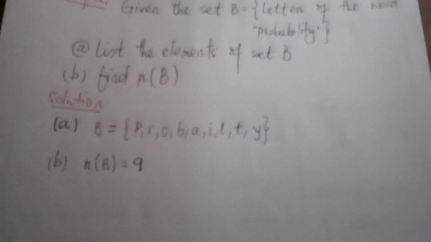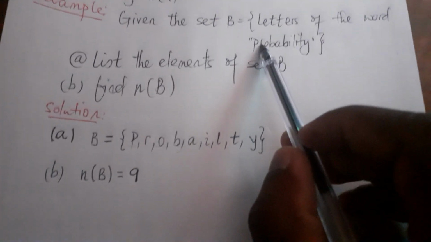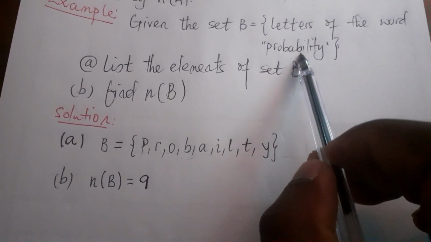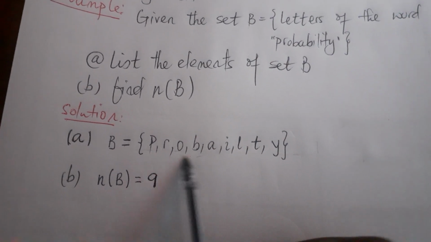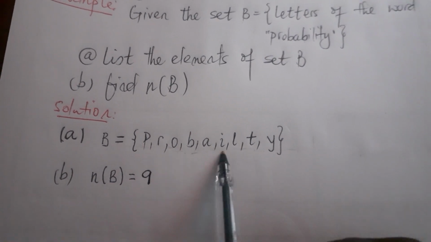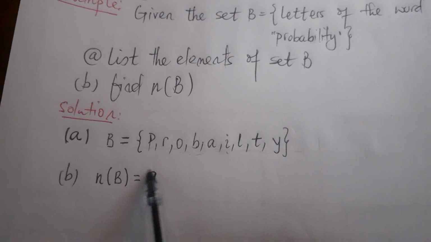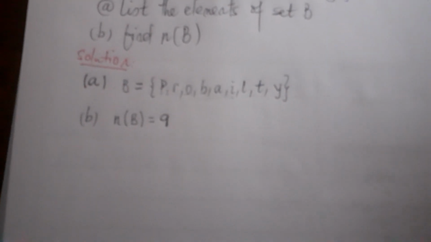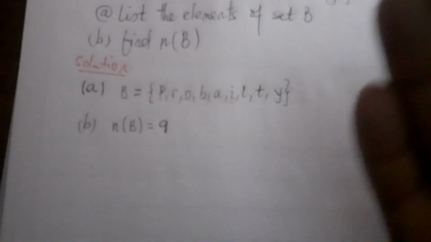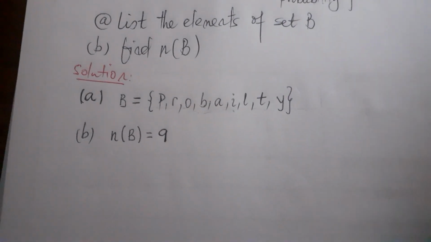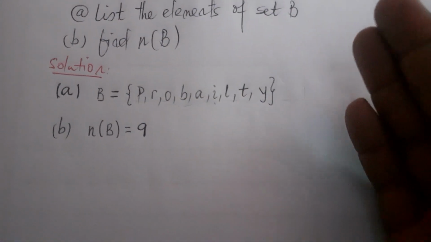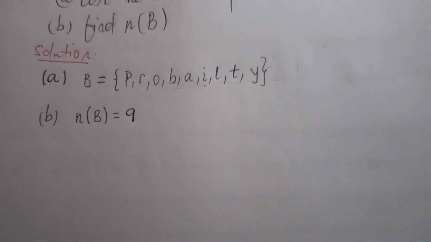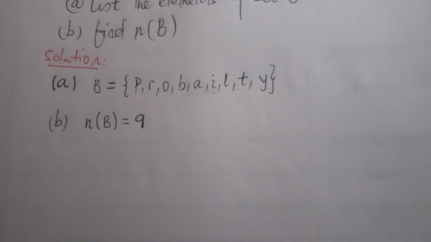Do not count these letters here. You count what you have inside the curly brackets. The number that you find, you write it there. Good. This is the basics about sets. Now in the next video we will look at things like subset, universal set, union, and others.